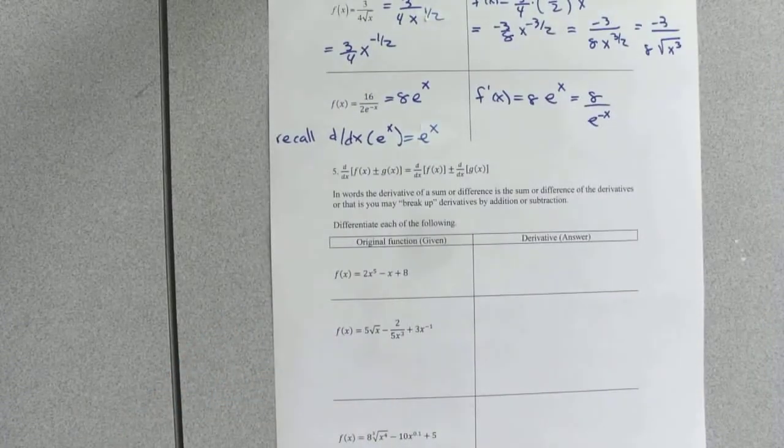Okay, picking up at number 5. If I wasn't a lazy teacher, this would be 2 rules. One for adding, one for subtracting. But I'm lazy, so we'll do it as one. The derivative of the quantity f of x plus or minus g of x is the derivative of f of x plus or minus the derivative of g of x.